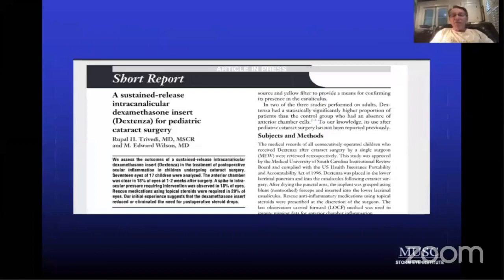Our early results of using this device have been published, and we are now in the midst of an FDA United States trial to gain full approval for this device in children.